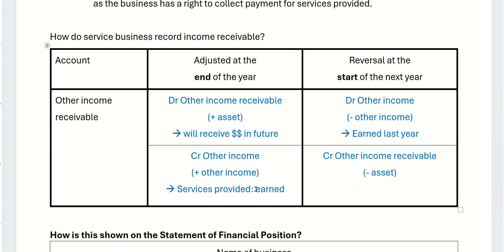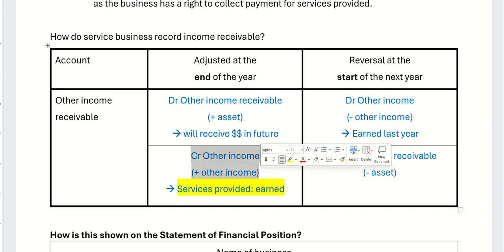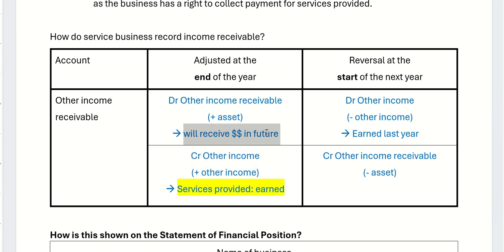Now, how do businesses record income receivable in the journal entries? Because you have already done the work, you will record it as a plus income, credit other income. And you are going to receive it. You will receive money in future. And because you will receive money in future, you will debit other income receivable.